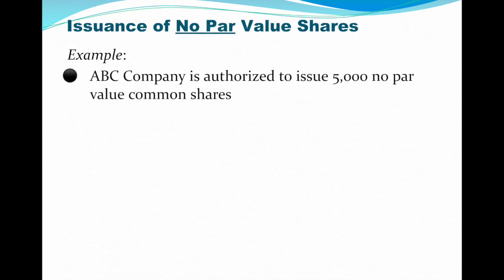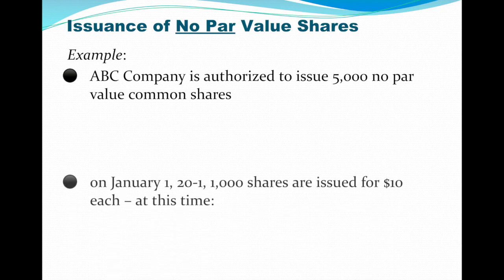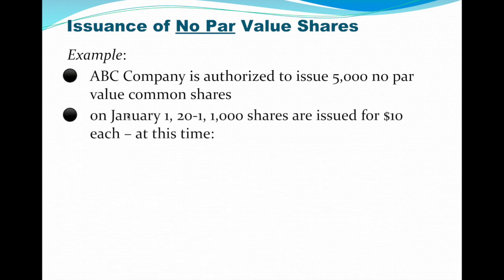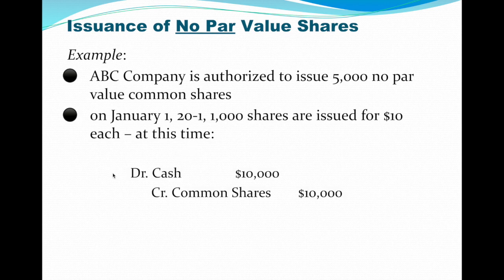So in terms of the first type of shares, which is no par value, we're going to look at an example where ABC Company is authorized to issue 5,000 no par value common shares. On January 1st of whatever year, 1,000 shares are issued for $10 a piece. At this time, we get cash for 10,000 and common shares credited for 10,000. And that's because shares are usually sold for cash. And so once the shares are issued, we make this entry.